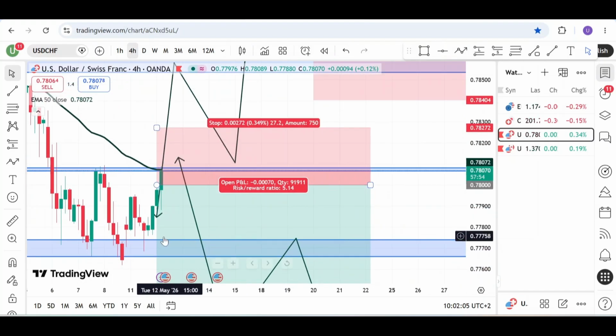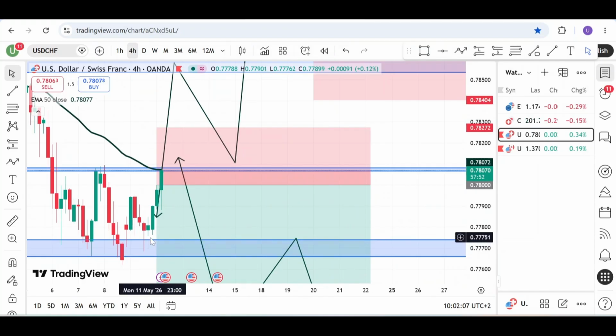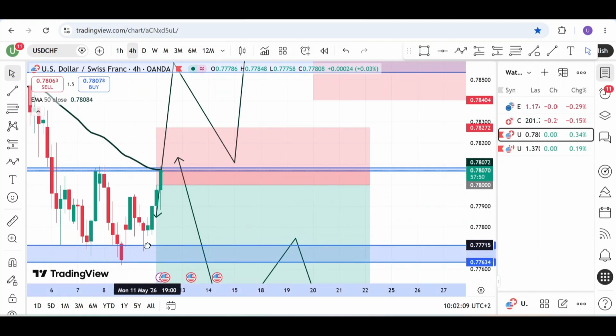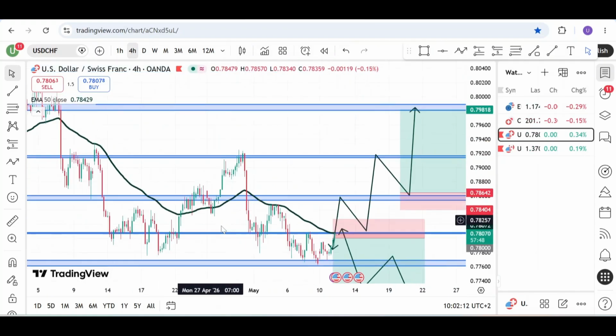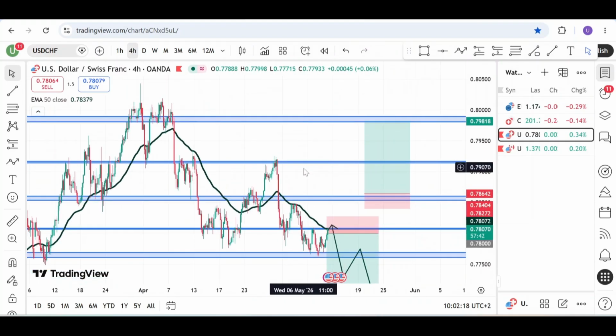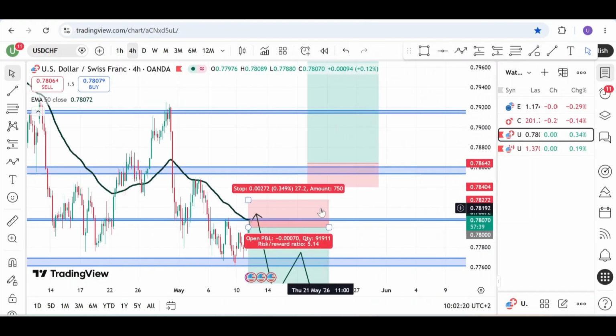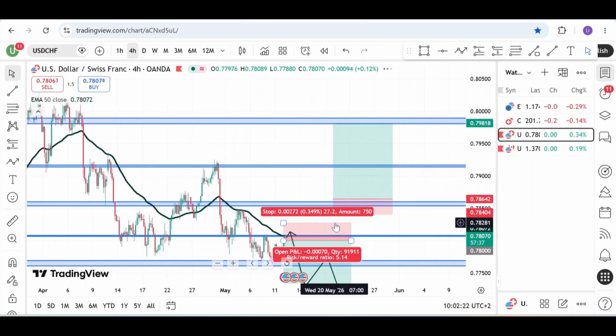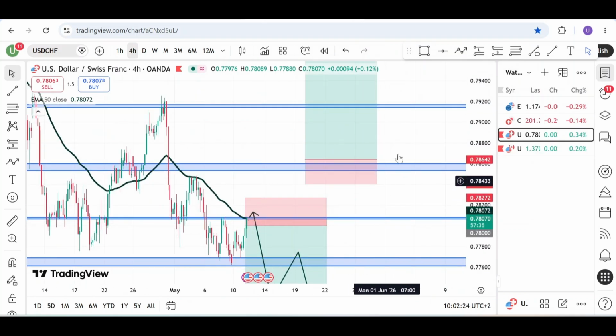This setup also might work, but for me, I don't like to take this kind of risky entry. I'd better wait for the clean break of structure and then enter on the clear structure.